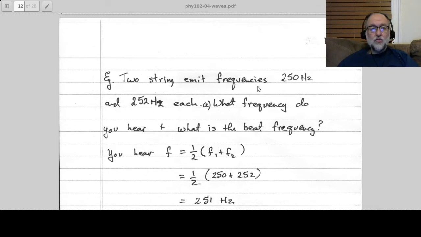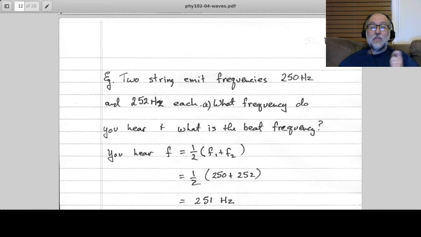Okay, so two strings emit frequency 250 hertz and 252 hertz. Okay, so you just imagine like you have two guitar strings, and you've tuned one guitar string to 250 hertz and the other one to 252 hertz. Okay, what frequency do you hear, and what is the beat frequency? Or I probably should have said what beat frequency do you hear, because I intended to say human.